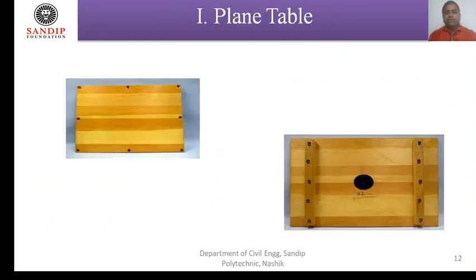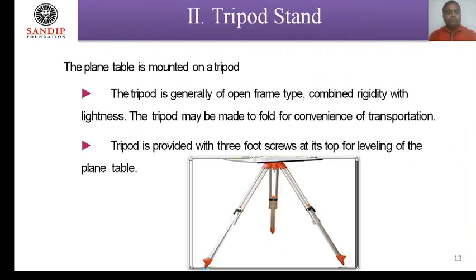Now this is a well seasoned timber, and it's having a dimension 75 centimeter by 60 centimeter. And again this table is provided with ball and socket arrangement or thread arrangement, so that we can fix this drawing table over the tripod stand of plane table.